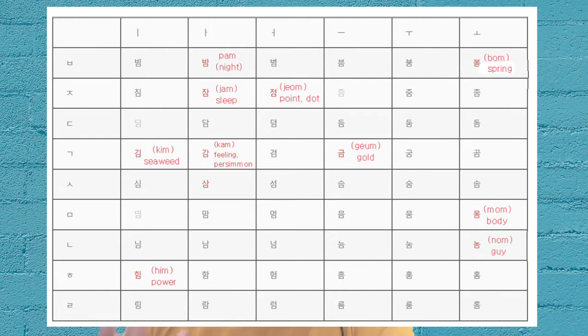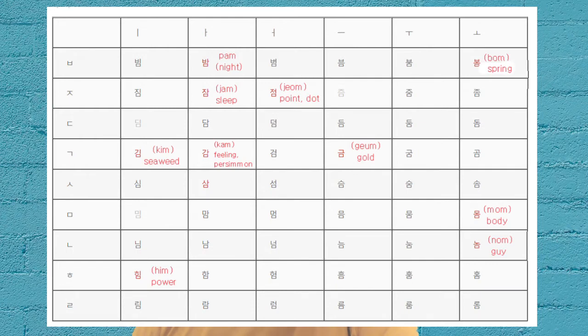And then Kim. Yung Kim is usually affiliated ng mga Korean, but Kim is also seaweed. So for example, kimbap. Yung kimbap is yung rice na may seaweed. And then kam is persimmon. We have kum. Kum is gold.